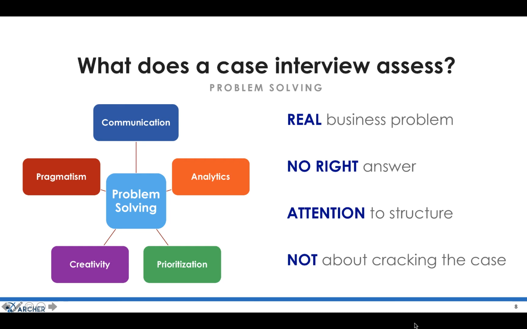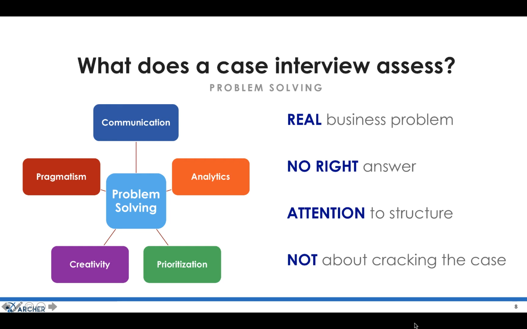Something to keep in mind, there's not always a specific right answer. Yes, it is true that some cases are leading you down a path, but other cases have many alternatives. Don't assume that cases have a one way approach in the way that you end the case or what you're striving towards. It really just depends on the way that the interviewer has crafted their case.